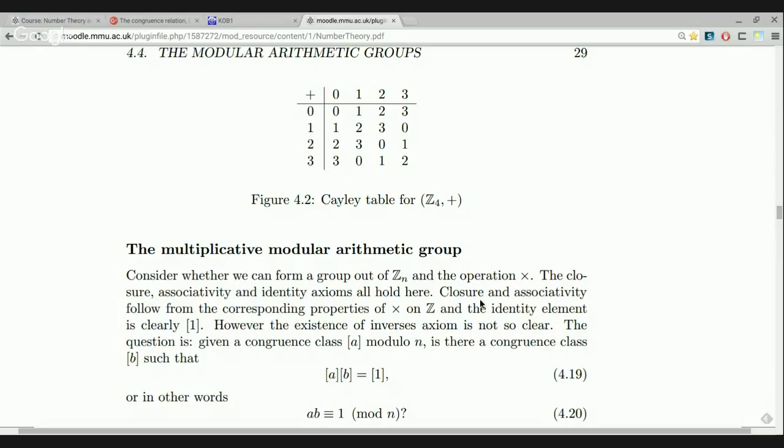You also notice here that, because you're talking about addition, each time you're adding one on, so each row is just the row above it shifted one place to the left. Each row is the row above it shifted one place to the left, and that pattern continues if you look at any other modulus, Z5 or even Z10.